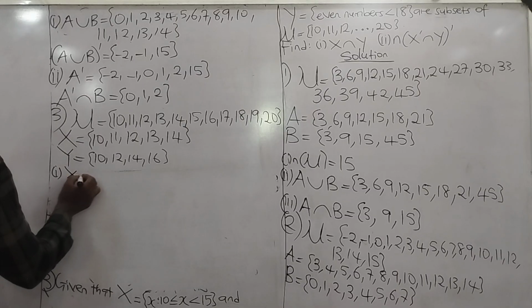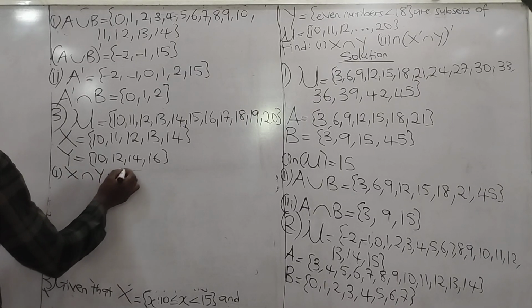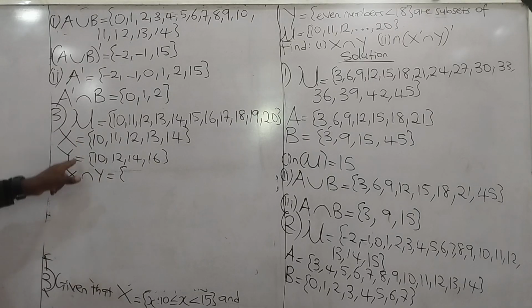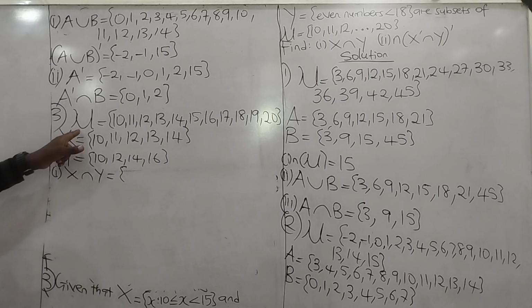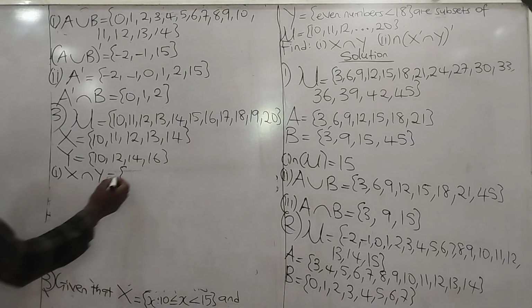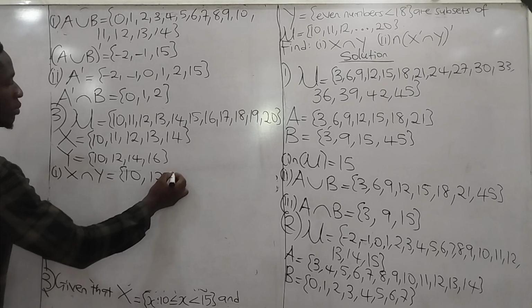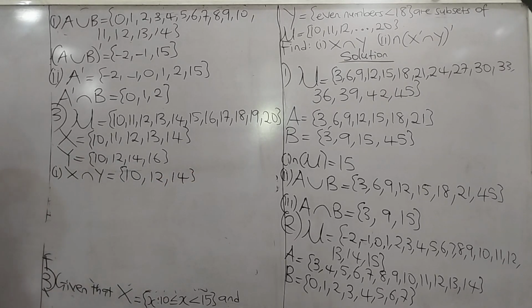Then the first question is I. Find X intersection of Y. It means what is common in set X and Y. The elements that you can see in set X and Y. 10, you can see 10 is in two of them. 12 is in two of them, and 14. And that is the answer.